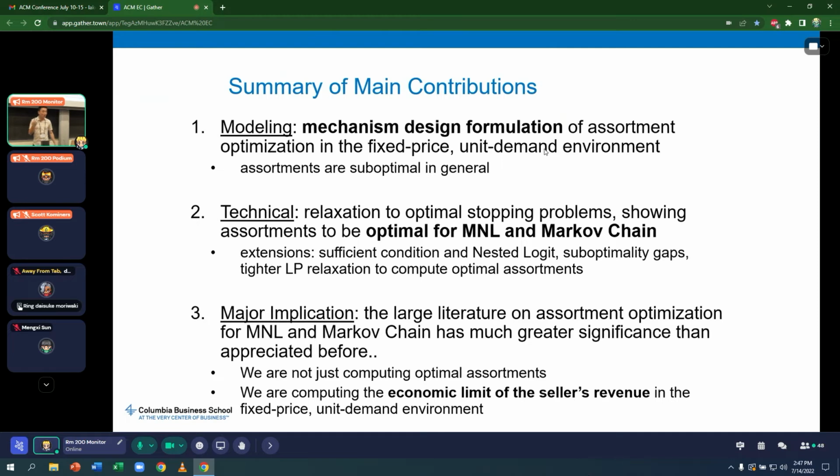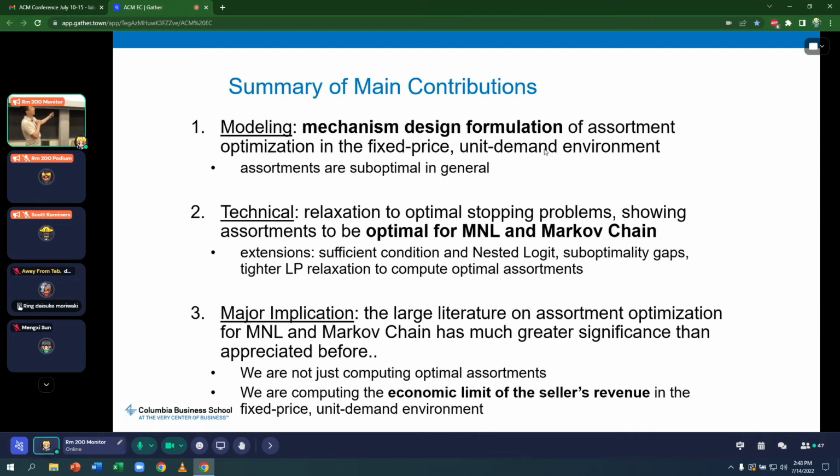And finally, I'm quite excited about the major implication. I gave you a very idiosyncratic example at the beginning where I had to assume everyone had exactly 2 items on their list given in reverse alphabetical order. I had to do a lot of work to show that assortments are suboptimal. So generally, for Markov chain choice models, all the work that the revenue management community has done in optimizing assortments, this work shows we're not just optimizing assortments. We're actually computing the economic limit of how much money we can make when selling these fixed price substitute items.